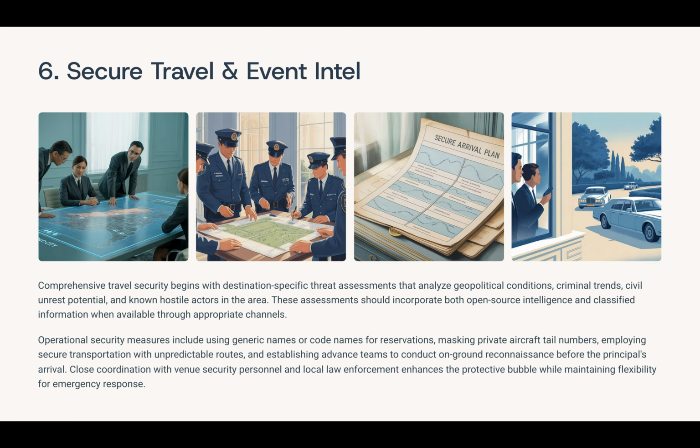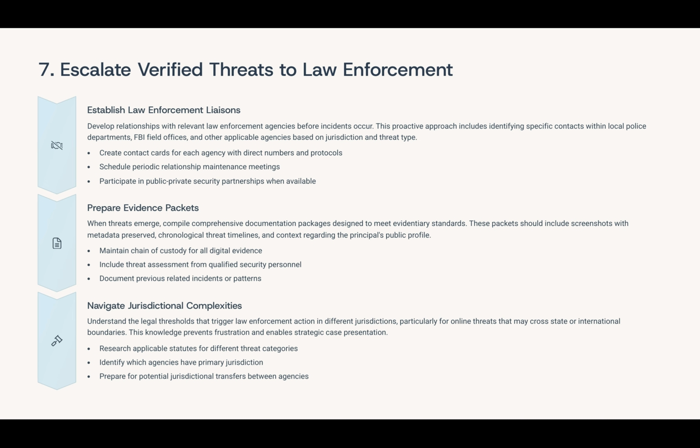travel and public events. When a credible threat is identified, it's crucial to escalate the situation efficiently and effectively to law enforcement. Building relationships with relevant agencies like local police departments or FBI field offices should happen before any incidents arise. Identify specific contacts, keep updated contact cards with direct numbers and protocols, and commit to ongoing relationship building through periodic meetings. Participating in public-private security partnerships helps reinforce these connections.